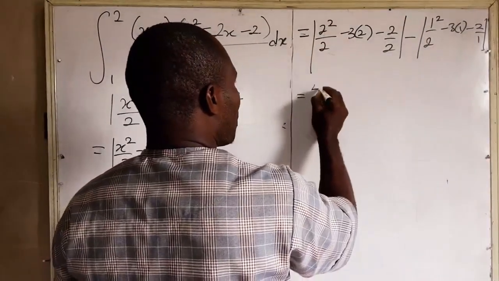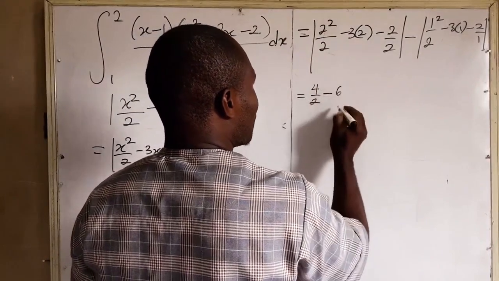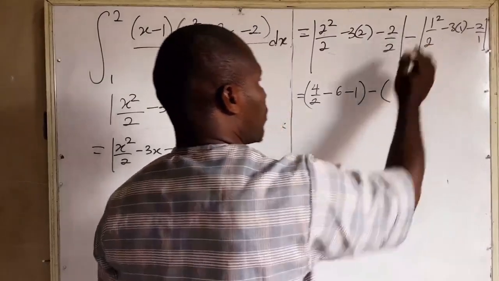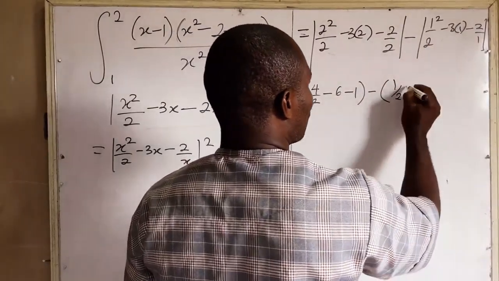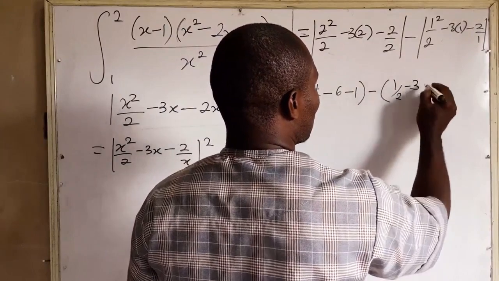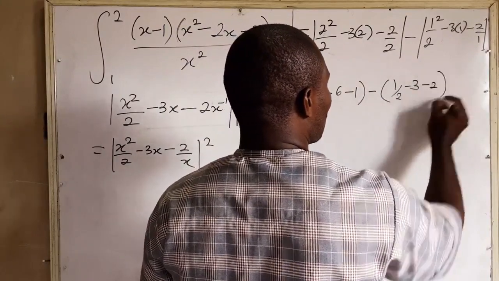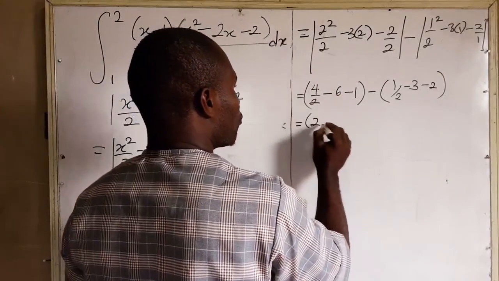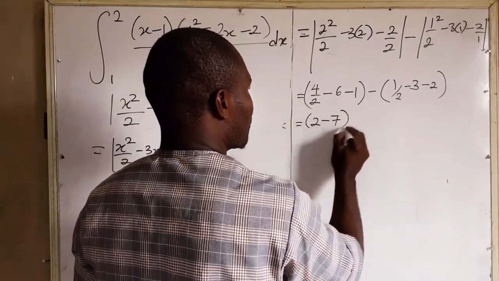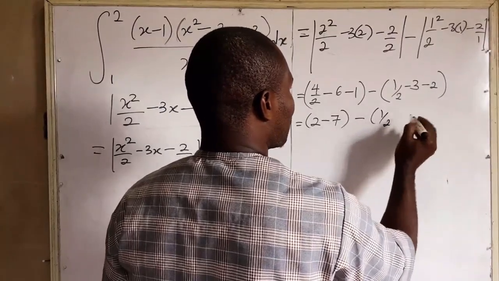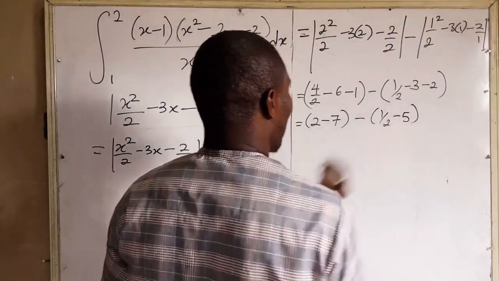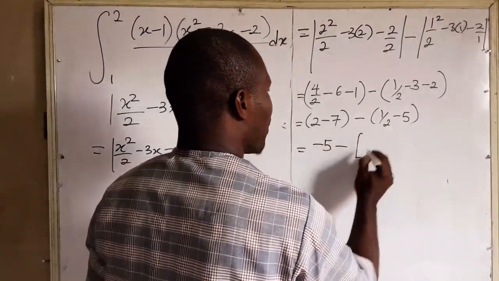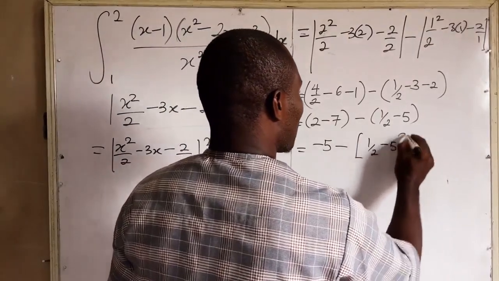This will give you 4 over 2 minus 6 minus 1, minus, so this is 1 over 2 minus 3 minus 2. So this will give you 2 minus 7, minus half minus 5. Therefore, minus 5 minus, you open a bracket, half minus 5.